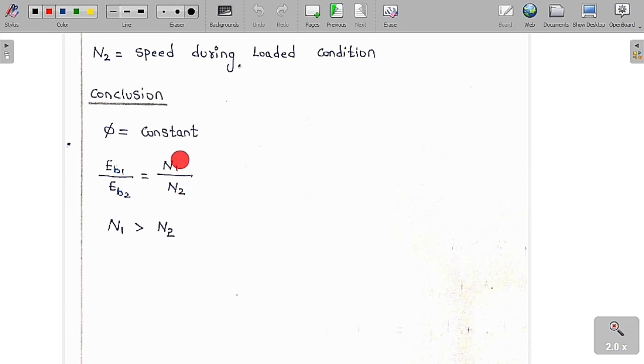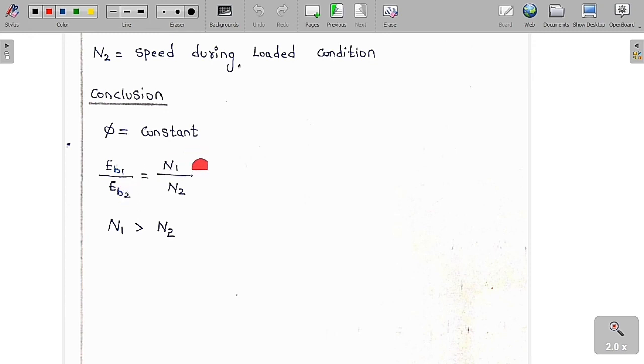Now if you see clearly EB1 and EB2, EB1 is VT minus IA1 RA, whereas EB2 is VT minus IA2 RA. As the load increases, current IA increases, so the armature drop increases and EB2 will decrease. EB1 is higher compared to EB2, because as the load increases, the current increases, the drop across the armature increases, and EB decreases. So EB1 is greater than EB2.